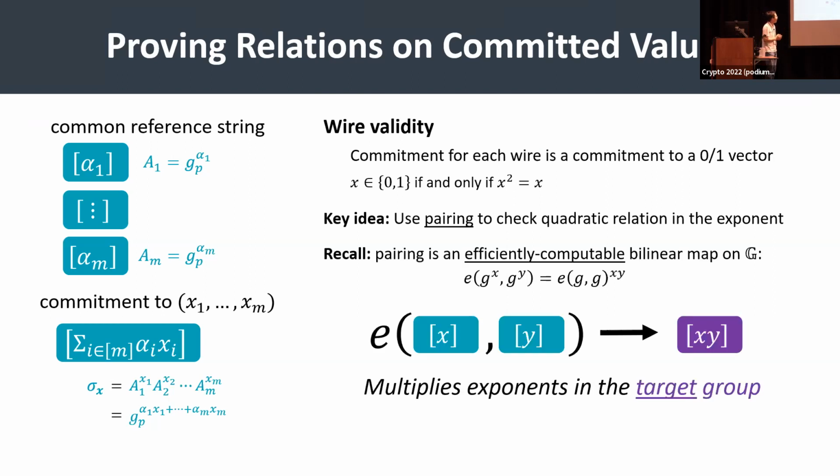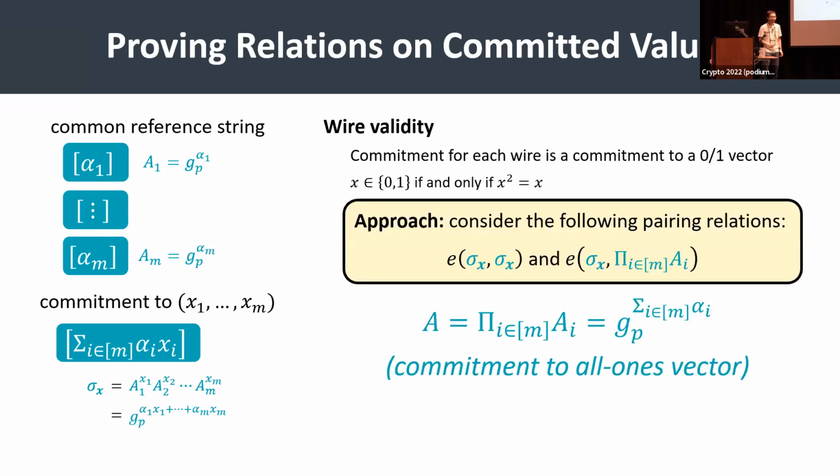And just to recall what a pairing is, it's an efficiently computable bilinear map that essentially gives us the power to multiply exponents in a target group. This is the property that we will leverage in our construction. So what we're going to do is the following. We're going to take the commitments, so the subset sum of the exponents, and pair it with itself. And then we're going to also consider the pairing of the commitment with a commitment to the all ones vector, namely the sum of all of these exponents in the exponent. So these are the 2 quantities that we're going to study.